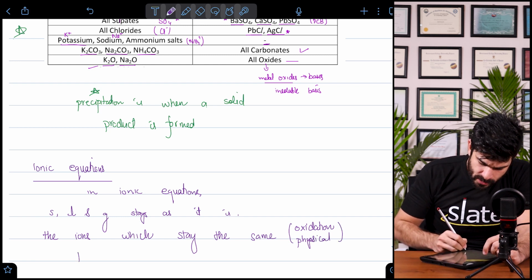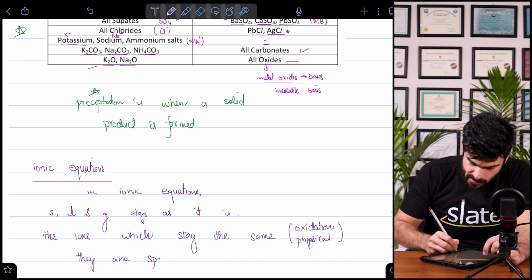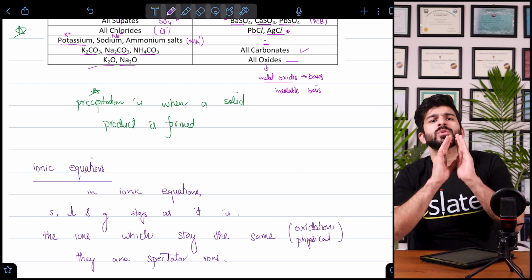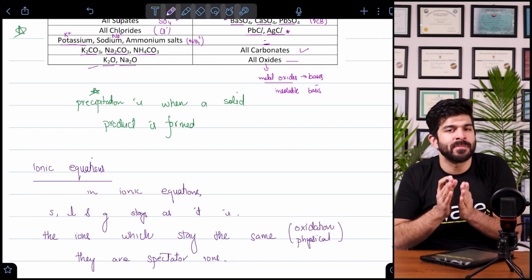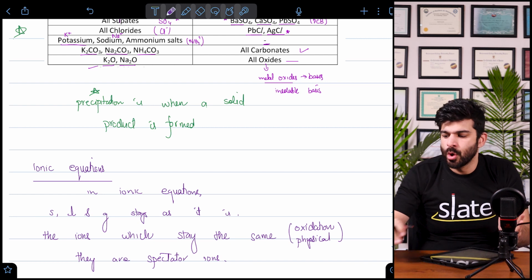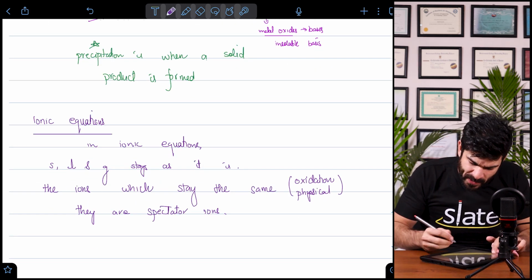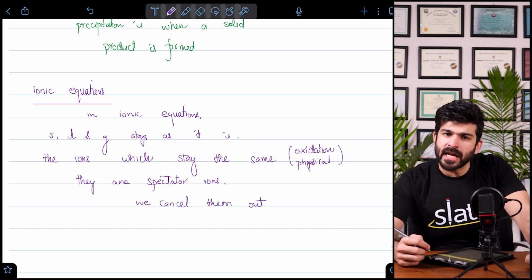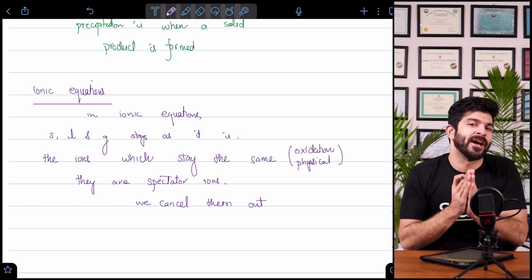They are called spectator ions. Spectator ions are like, in a cricket match, if you're a spectator, you're not playing the match, you're just witnessing it. If some team wins a match, the spectator has no role in that. So what will we do to spectator ions? We cancel them out. After cancelling the spectator ions, we will get our final ionic equation.